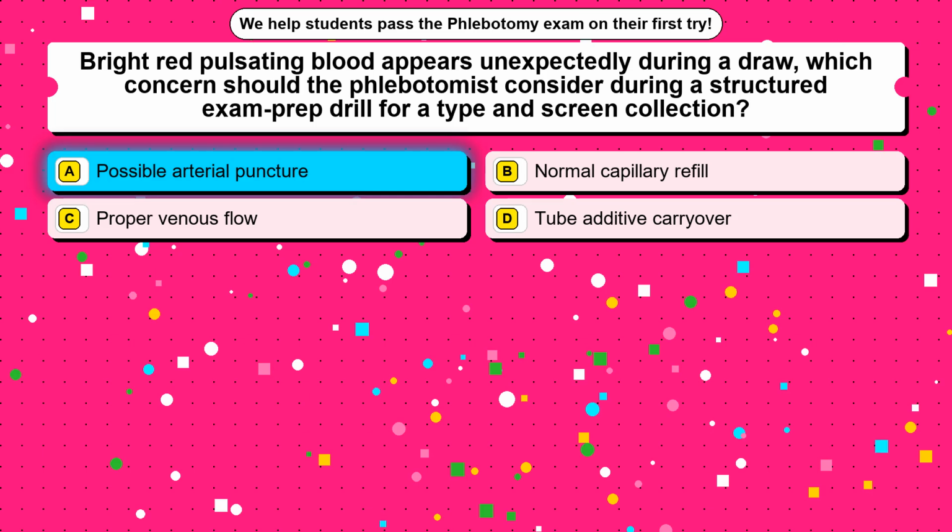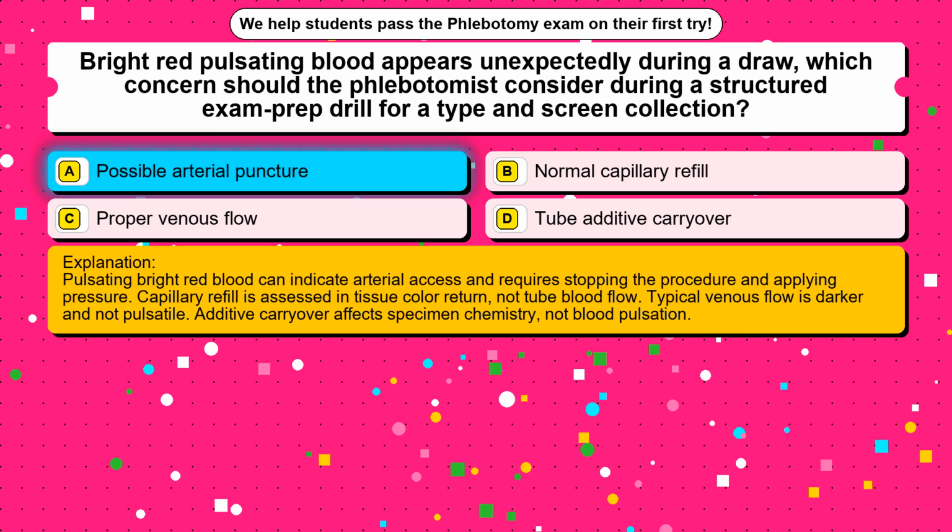The correct answer is option A. Possible arterial puncture. Pulsating bright red blood can indicate arterial access and requires stopping the procedure and applying pressure. Capillary refill is assessed in tissue color return, not tube blood flow. Typical venous flow is darker and not pulsatile. Additive carryover affects specimen chemistry, not blood pulsation.